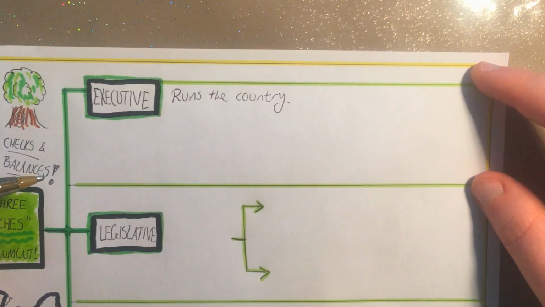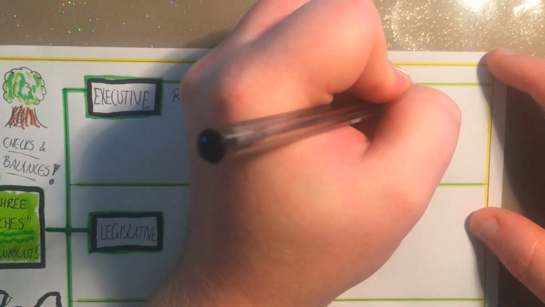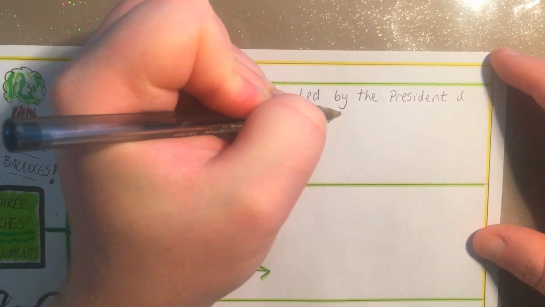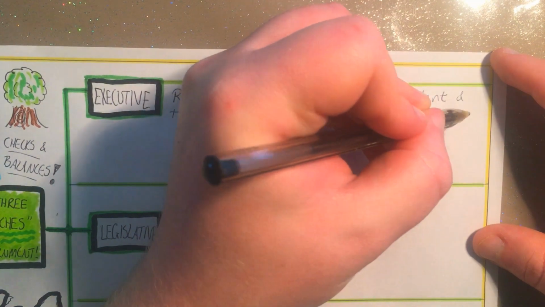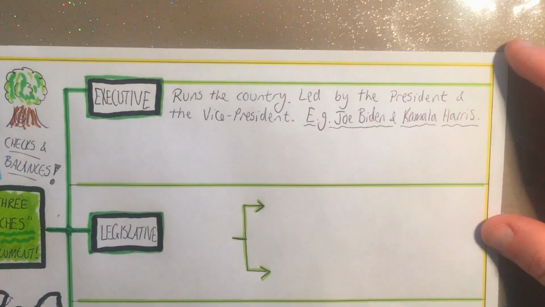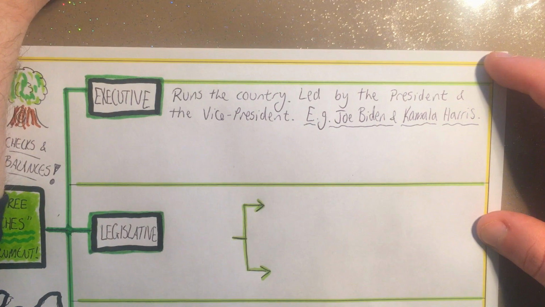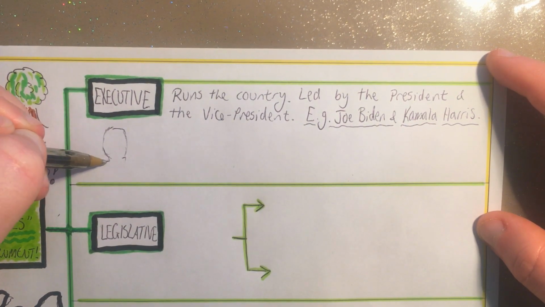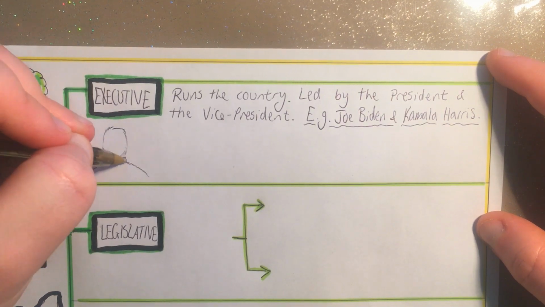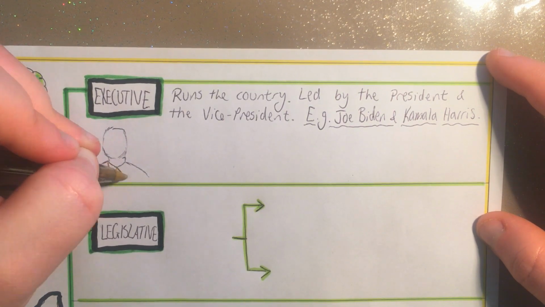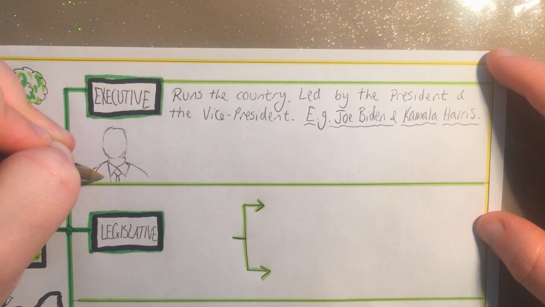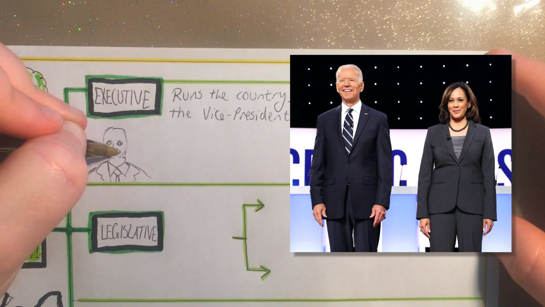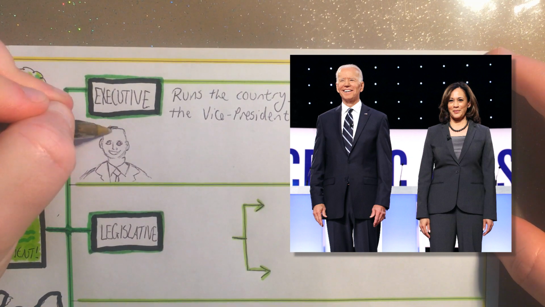So, to start with, the executive is responsible for running the country just like a business. You've got your CEO, your chief executive officer at the top of a business. The USA has an executive branch which runs the federal government. So this is led by the president and the vice president. Currently, as of recording this, it's still Donald Trump and Mike Pence as president and vice president. The expectation is that on the 20th of January, we'll have a handover to Joe Biden and Kamala Harris, who will be the new president and vice president from 2021 onwards.